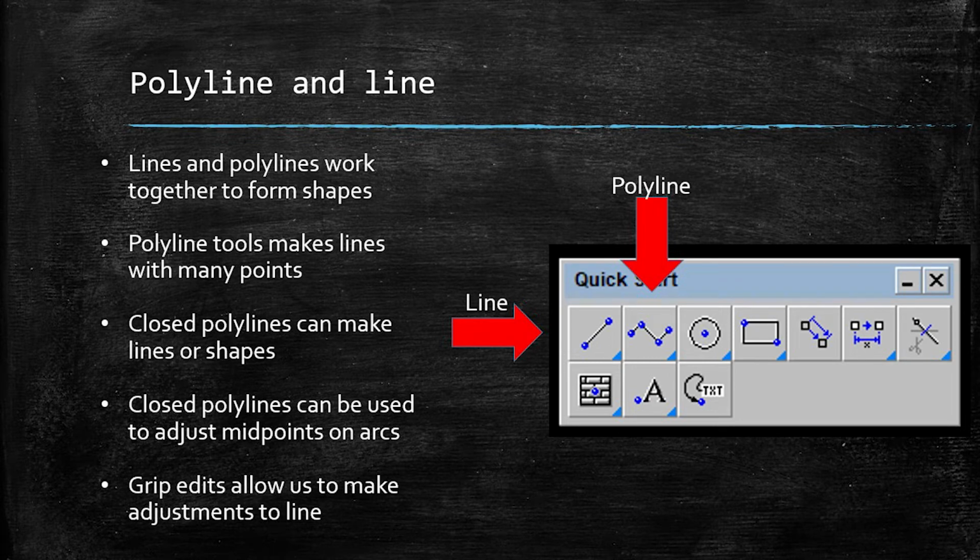Lines and polylines in a drawing work together to form desired shapes and designs. There are two variants of the polyline tool. The polyline allows you to make lines with many points, and the closed polyline allows you to make lines and shapes. The closed polyline tool allows you to use grip edits to smooth arcs and curvilinear lines. Closed polyline allows you to have many points when completing a polyline. Each left click while the polyline tool is engaged will create a new point. To close the line, you must right-click, or the line will be erased.